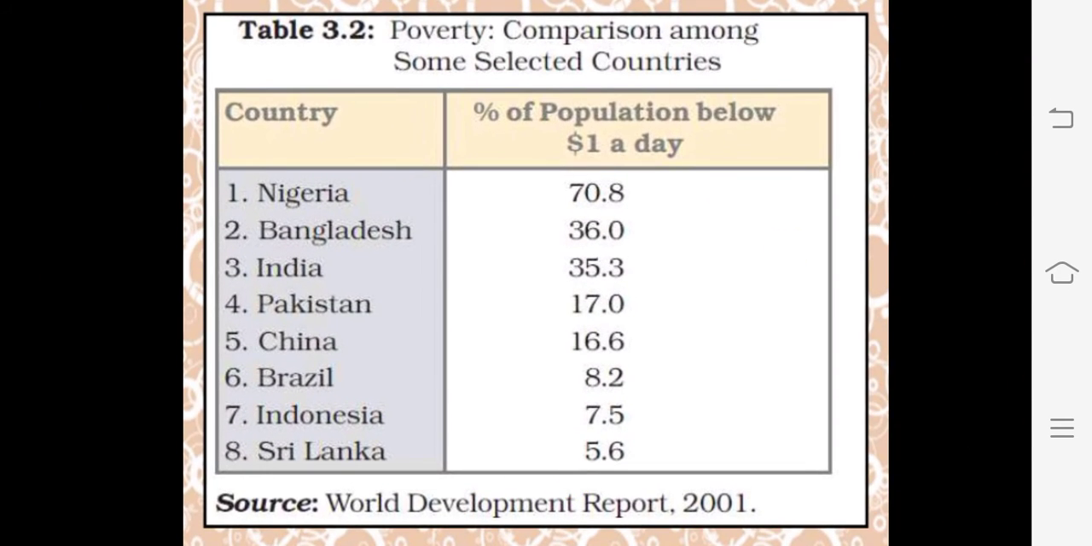Then here we have a poverty comparison among some selected countries. The names of the countries are given, along with the percentage of population below $1 a day. Nigeria 70.8, Bangladesh 36, India 35.3, Pakistan 17, China 16.6, Brazil 8.2, Indonesia 7.5, Sri Lanka 5.6. So these are the comparisons.